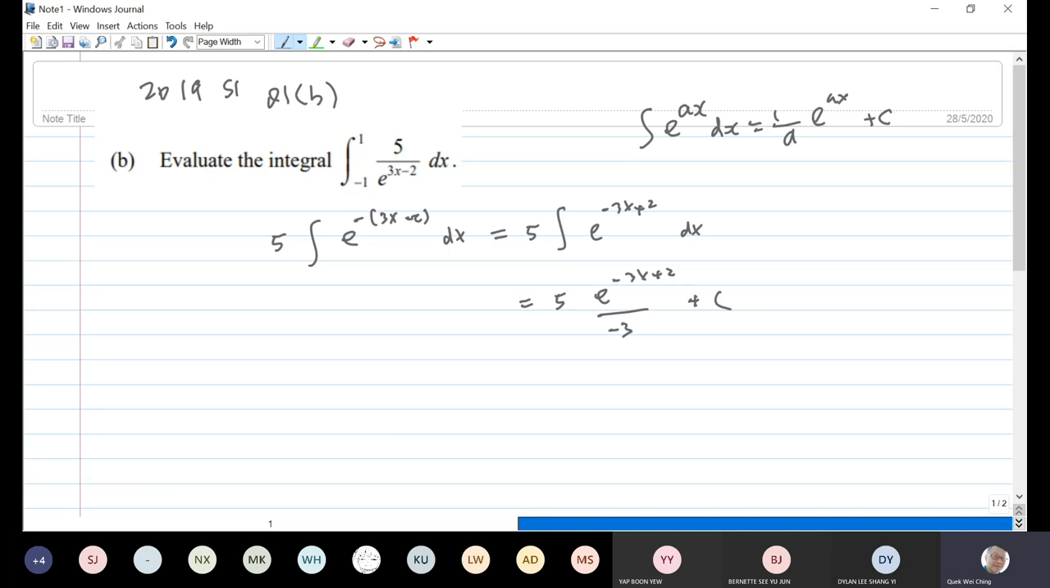Okay, so where can you find this formula? This is about integration of exponential function. Usually you find this formula in the book, on page 25. So integration of e power ax plus b is actually 1 over a e power ax plus b plus c. Okay, so this is the formula we use.